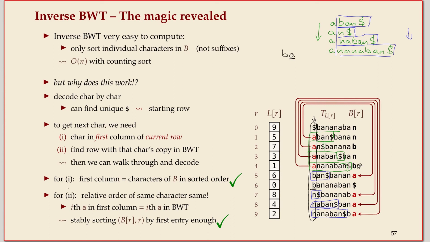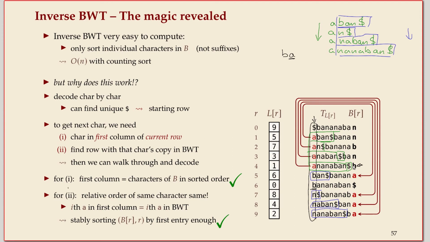And one more time, what's really going on is you start in the row of the dollar, you jump to the first column in that row, and that gives you the character you have to output, and then you map this occurrence of the character to the appropriate occurrence in the BWT.